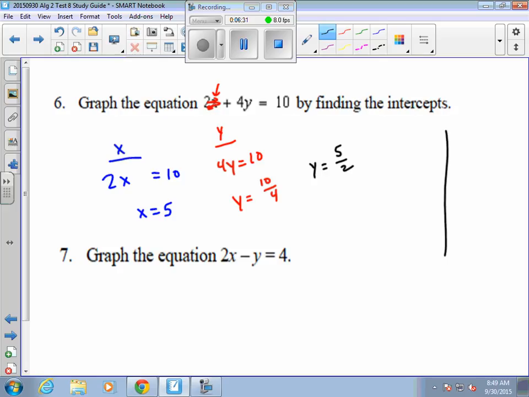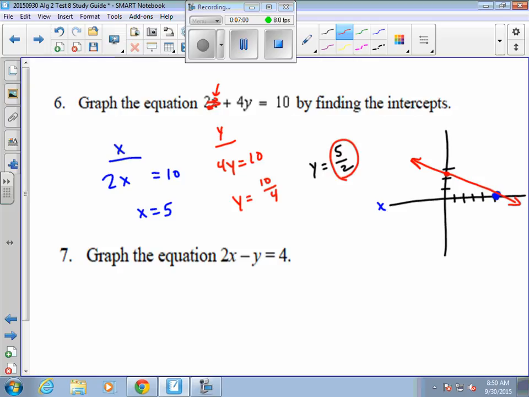So when we graph this one, our x value is going to be at 1, 2, 3, 4, 5. That's our x-intercept because this is the x-axis. And our y-intercept is at 5 over 2, which is 2.5. So at 1, 2, 3, our y-intercept, this one here, is at 2.5. So the point will be about right there. Once you have 2 points, you can draw yourself a straight line to graph it to make it look like that.